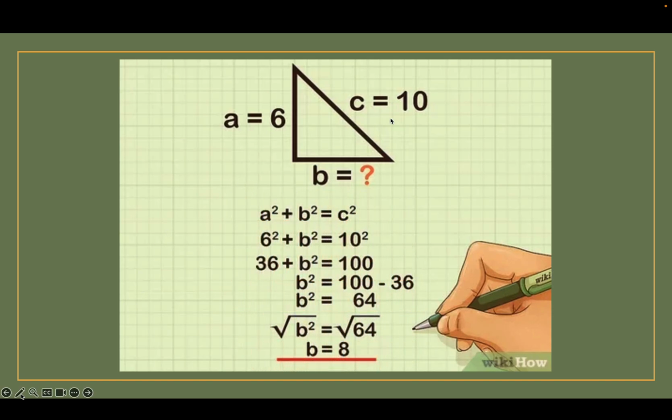Leg squared plus leg squared is hypotenuse squared, or a squared plus b squared is c squared. So 6 is a leg, b is a leg, and 10 is the hypotenuse. I know that because the hypotenuse is always across from the right angle. We have the right angle here in the lower left corner. Across from that is the hypotenuse. So 6 squared plus b squared is 10 squared. 36 and b squared make 100. Subtracting the 36, b squared is 64. Square rooting both sides, b is equal to 8.